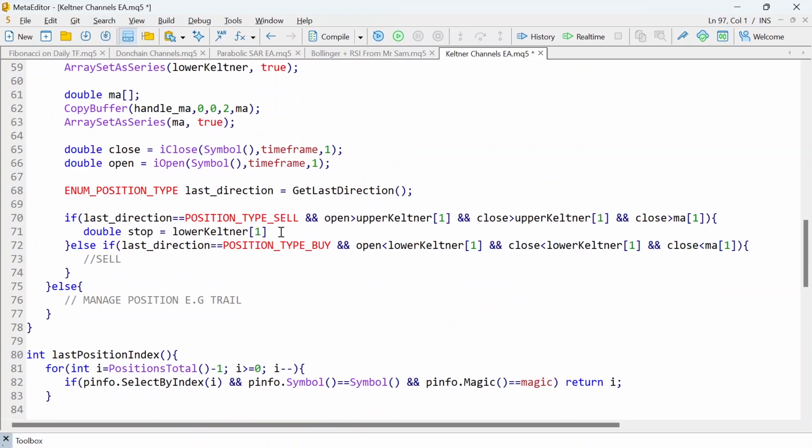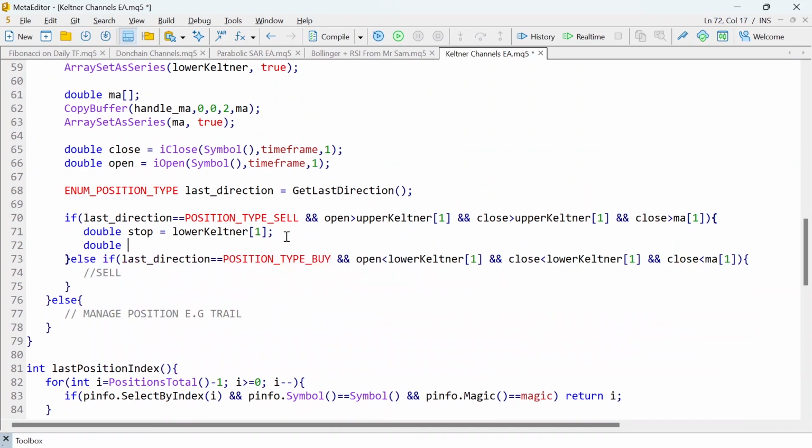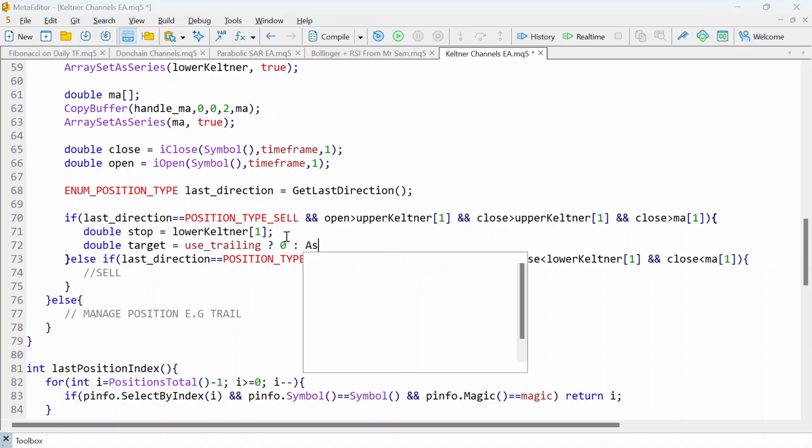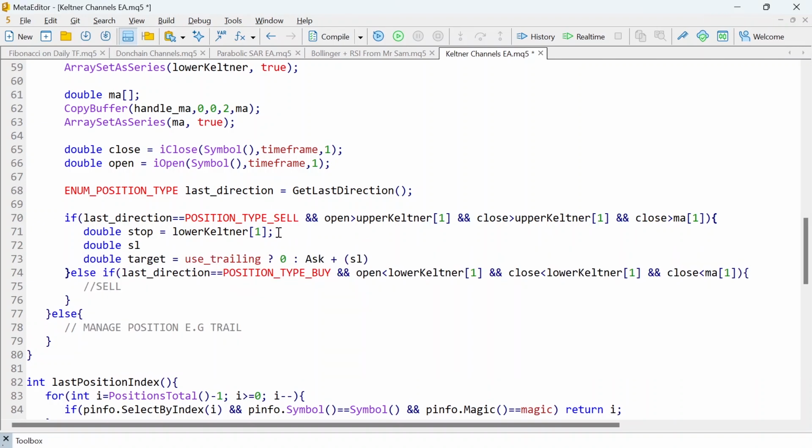For the buy, then what should be our take profit? We can say our take profit should depend on trading. If we are using trading, our take profit should be 0. And in the case where we are not interested in using trading, we can say our take profit should be the ask price plus XL, which is the distance between the stop loss and the ask price. You know what? Let me quickly define the XL, which is this ask minus the stop loss, right?